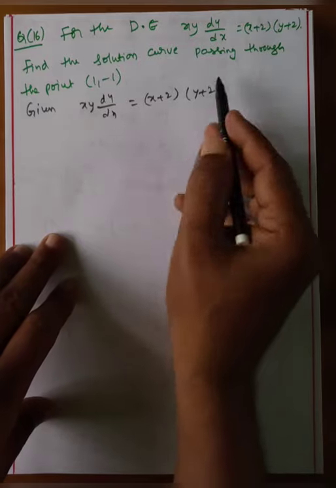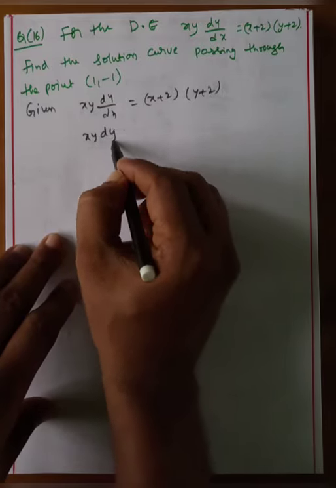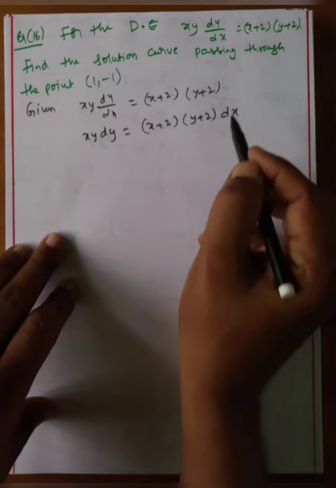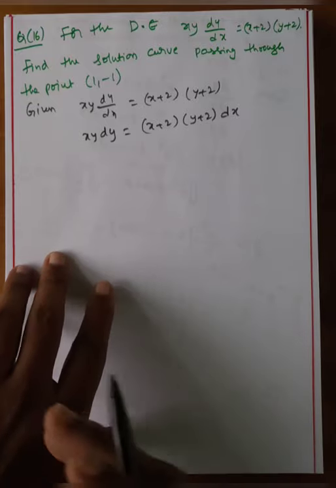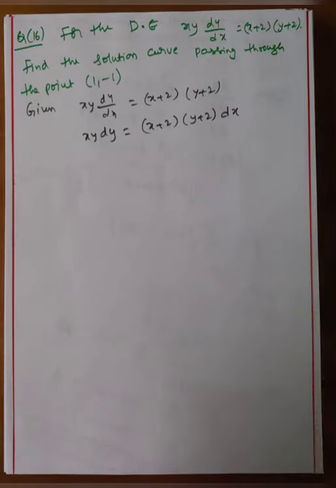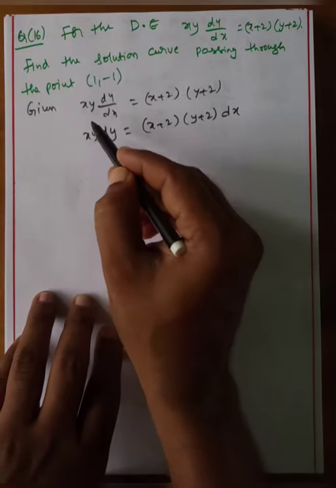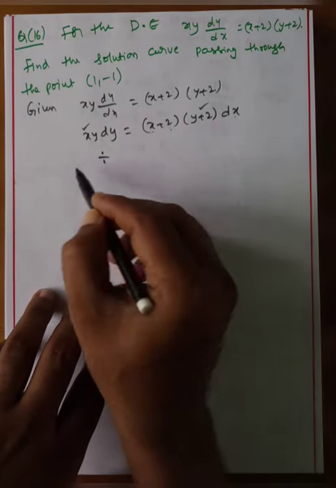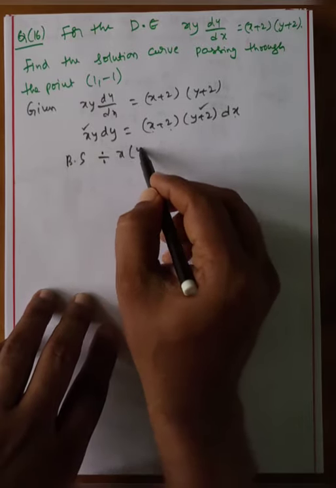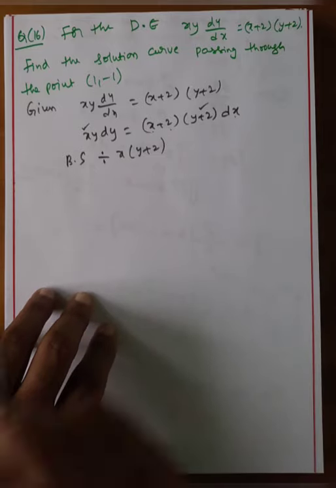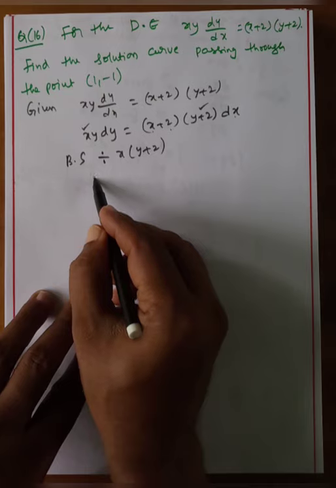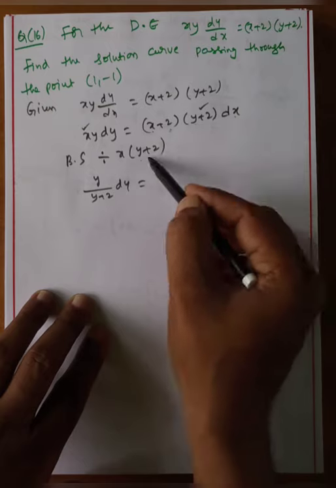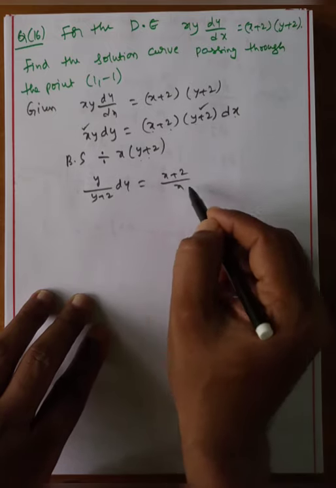Now, separation: xy dy = (x+2)(y+2) dx. As I already explained, dy means all y terms, dx means all x terms. Here dy goes with y, no need of x; here dx goes with x+2, no need of y+2. So divide both sides by x(y+2). Then x cancels on the left, giving y/(y+2) dy, and y+2 cancels on the right, giving (x+2)/x dx.